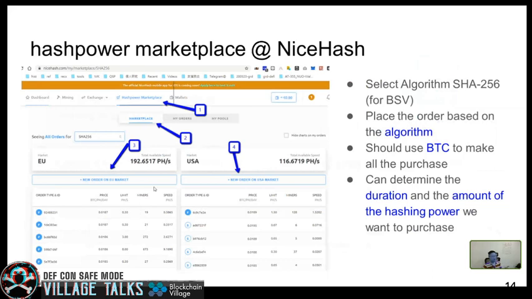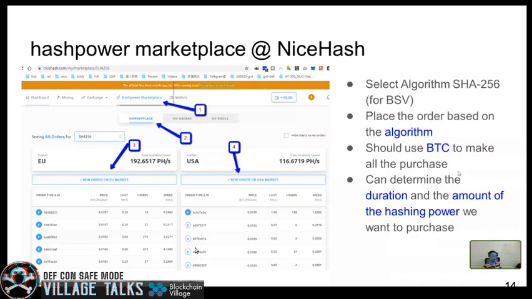So this is the user interface from NiceHash, and this is how you can purchase hashing power from NiceHash. You can see the European market and the US market, and when you press on the hash power marketplace, you can see it's like an order book of hash power. And then you select the correct algorithm you want, because these different machines may be running different algorithms. So you have to choose the algorithm that you need.